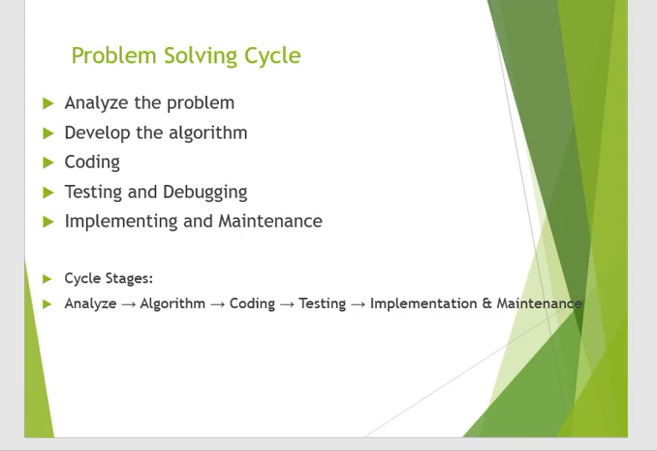Now the next one is problem solving cycle. The problem solving cycle is a sequence of steps followed to solve problems in a systematic way. Programmers use this cycle to create reliable and efficient software. The main stages are analyzing the problem, developing the algorithm, coding, testing and debugging, implementing and maintenance.